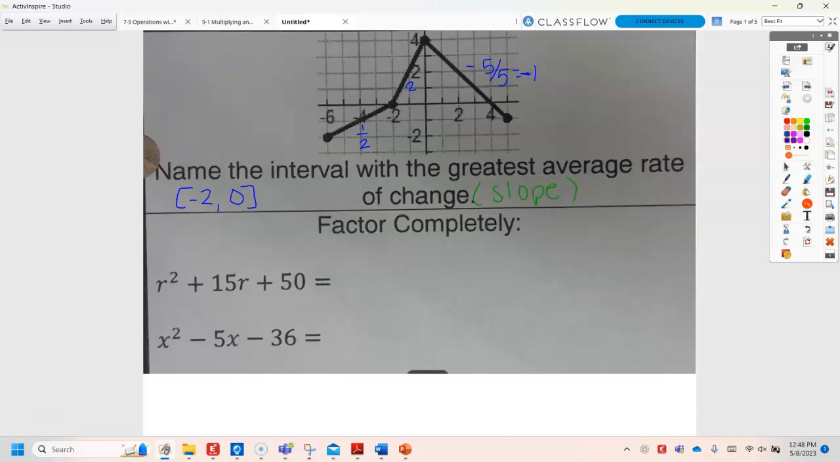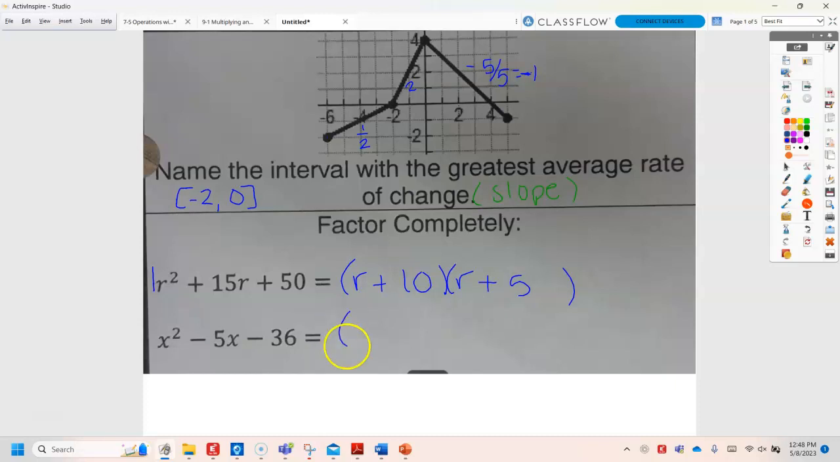Factor completely. So the coefficient in front of r squared is 1. So you are simply looking for two numbers that multiply to 50 and add to 15. So you would set that up as r and r. Both insides are positive, therefore both factors are positive. And the two numbers that multiply to 50 and add to 15 are 10 and 5.